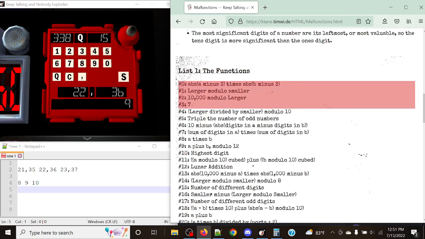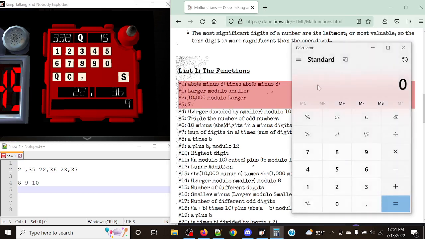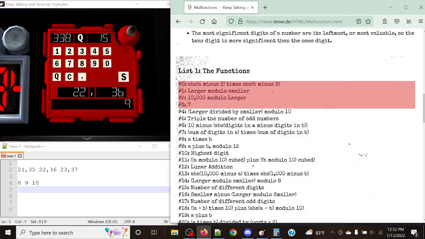So let's continue on. Larger divided by smaller, modulo 10. If we were to do any of these, for example the largest one, 37 divided by 23, it's going to give us a wide variety of gibberish. In this case, it's going to give us 1. So this is not going to work.